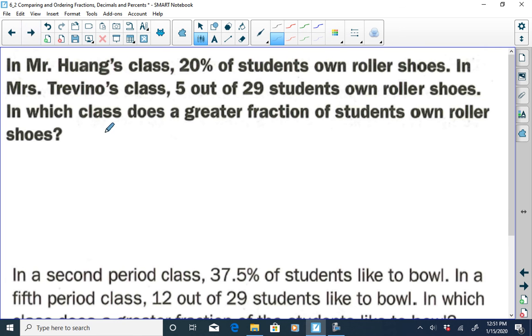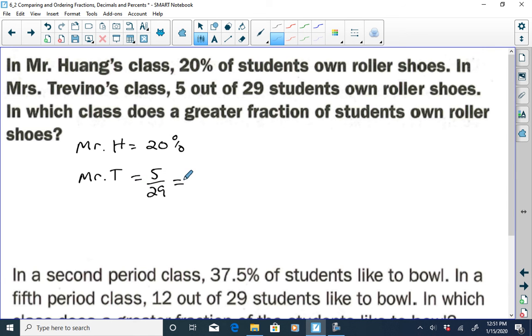In Mr. H's class, 20% of the students own roller shoes. In Mr. T's class, 5 out of 29 students own roller shoes. In which class does the greater fraction of students own roller shoes? So we have Mr. H's class, 20%, and we'll leave it as 20%. For Mr. T's, we have 5 out of 29.